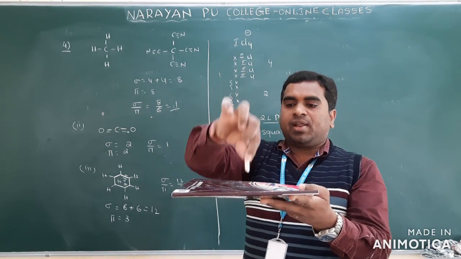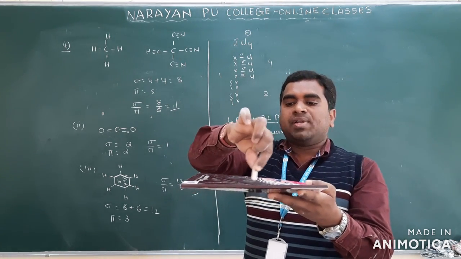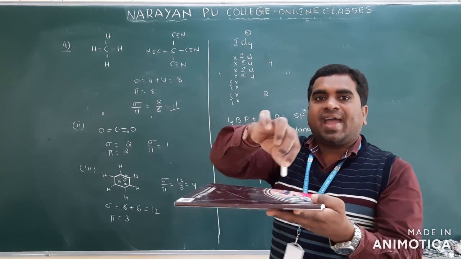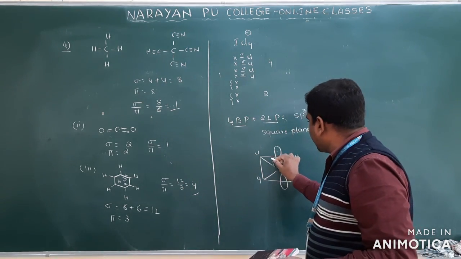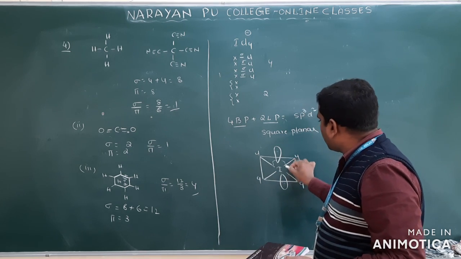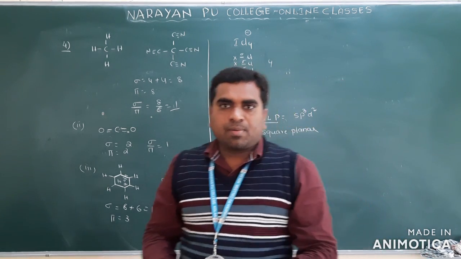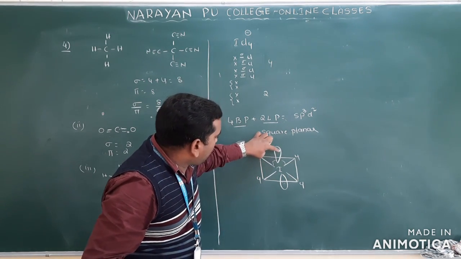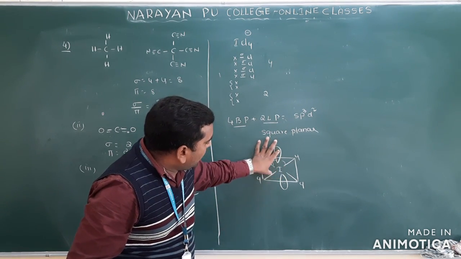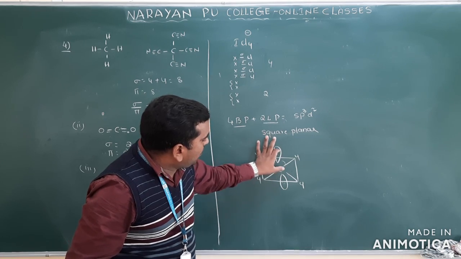This lone pair makes 90 degrees with all the axes. Here this is making 90 degrees, here 90 degrees, and for this one also 90 degrees. Clear? So one lone pair is making repulsions with how many bond pairs?